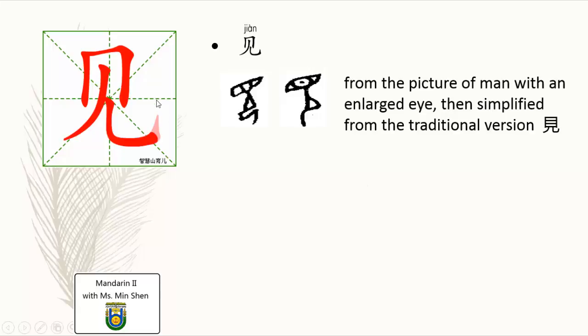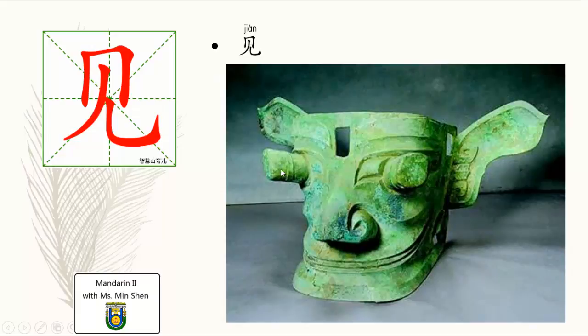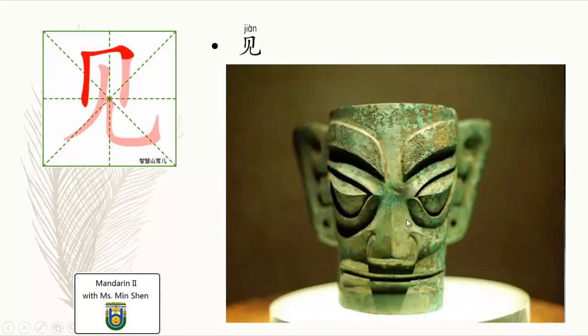So why did the Asian people use an enlarged eye to show the meaning of see? We can look at some archaeological evidence. In this picture, you can see the eye even pops out. And this picture, big eye. All these two, and actually there are many more discovered from Sanxingdui. And we call that Sanxingdui culture, Sanxingdui 文化, civilization in Sanxingdui.